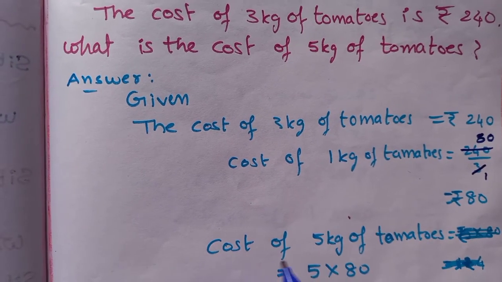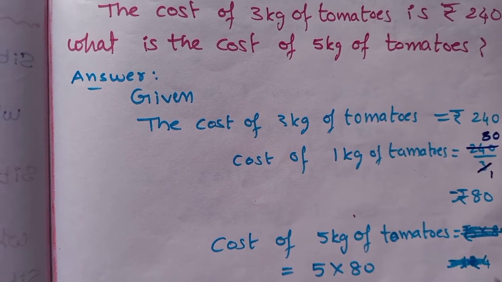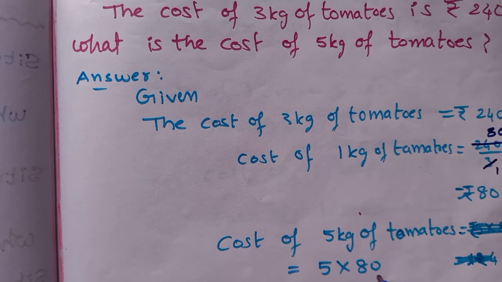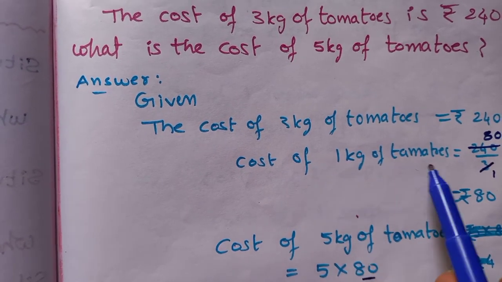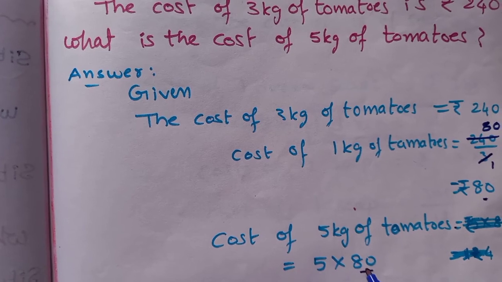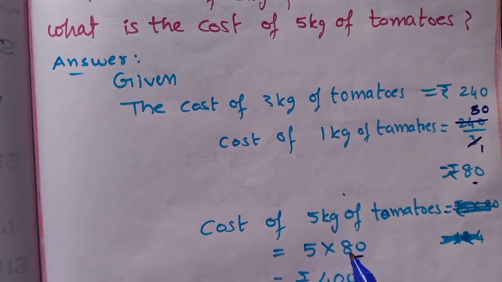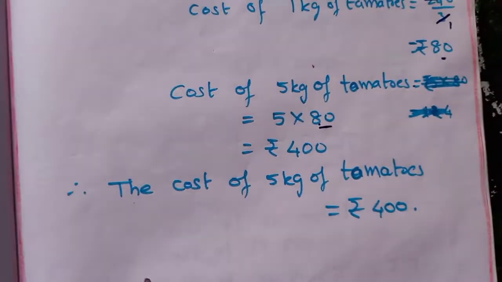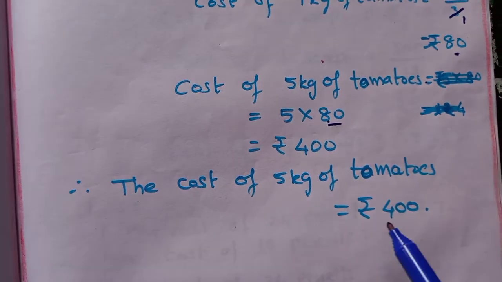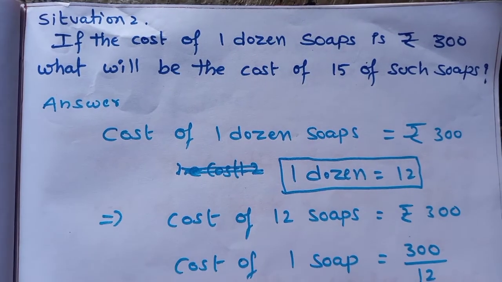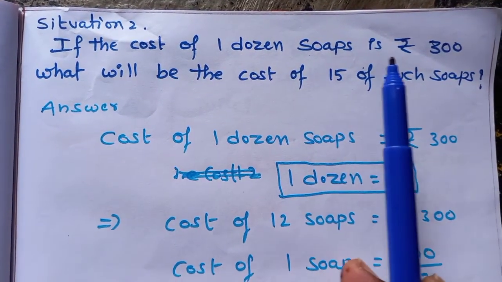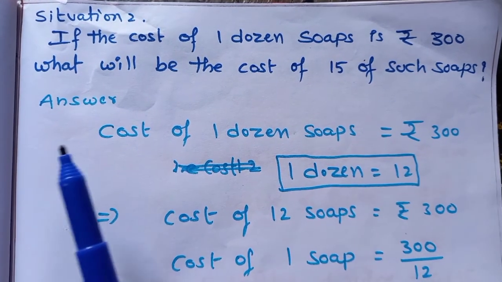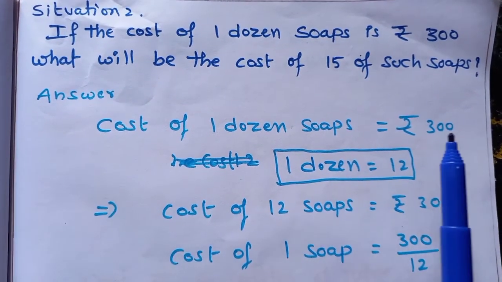Now how to find the cost of 5 kg of tomatoes? For 5 kg of tomatoes, we multiply 5 into the cost of 1 kg of tomatoes. Here 1 kg of tomatoes is 80 rupees. Therefore 5 into 80: 5 8s are 40 and 0, so 400 rupees. Therefore the cost of 5 kg of tomatoes equals 400. Situation 2. If the cost of 1 dozen soaps equals 300, what will be the cost of 15 of such soaps?